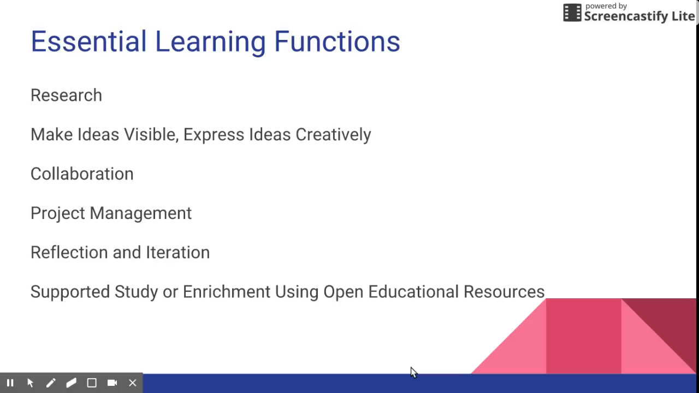Chapter 3 also speaks about essential learning functions like research, looking at original works of art or data and coming to their own conclusions, and then taking those ideas, talking about them, figuring out their own meanings, and collaborating with classmates, making sure that they're learning together.